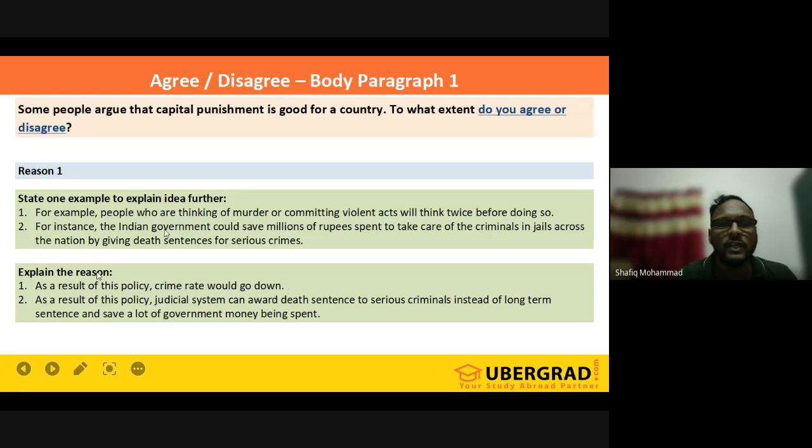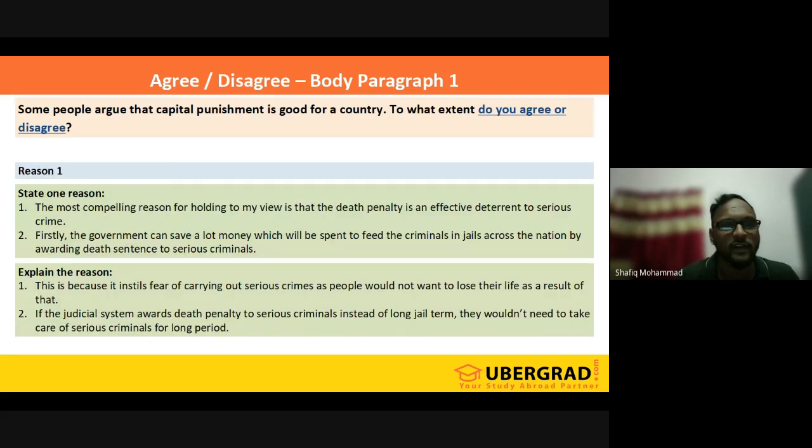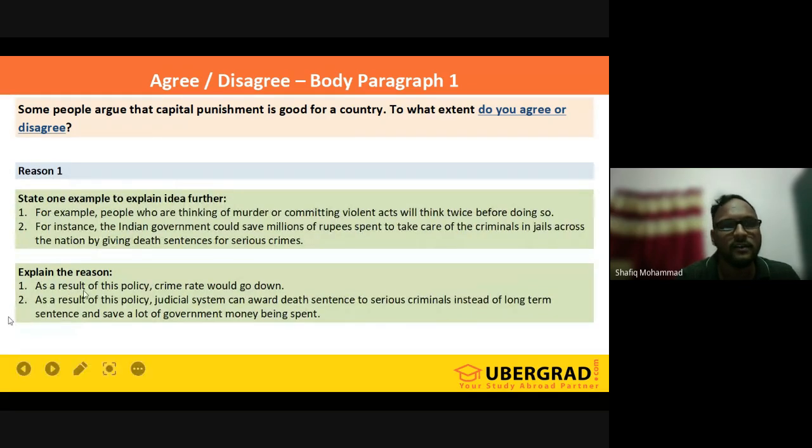So what will happen with all these things? The crime rate will go down. That is the main aim, right? So we are writing four sentences here in body paragraph 1 and 2 also: a statement saying that you agree, why you agree, explain the reason again, give a good example, and then show a result. That is what we did here, right? The second result is, as a result of the policy, the judicial system can award death sentence to serious criminals instead of long term sentence, and save a lot of government money. So here he's talking about money, and there he's talking about how the crime rate will go down, how we can reduce the crime rate.